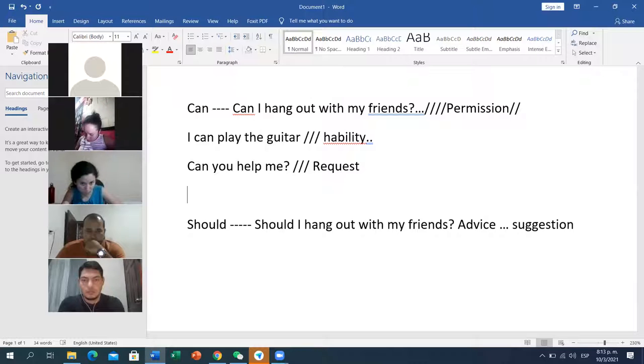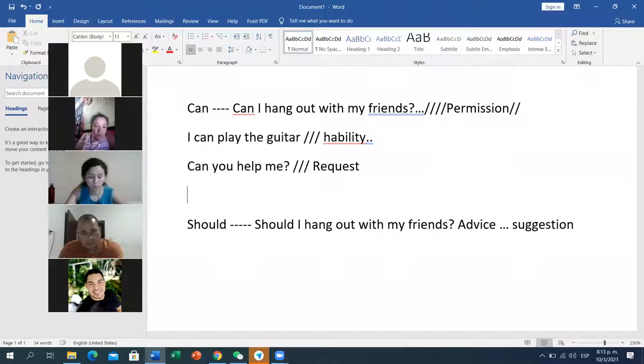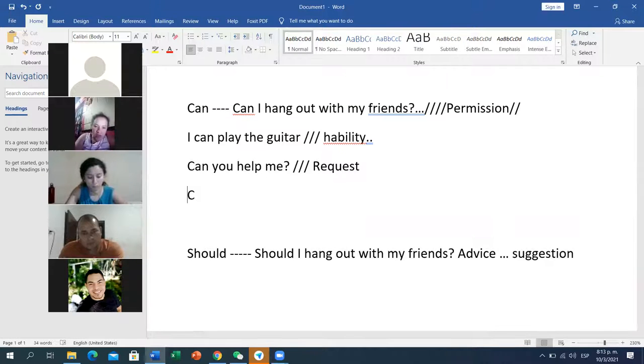An ability. I can speak three languages. Okay, it's an ability. I can play the guitar. I can play basketball. Etc. The other one is request. Can you help me? Can you go with me to the party? Can you go to the party with me? So it is making a request, una petición. So we have different uses there.